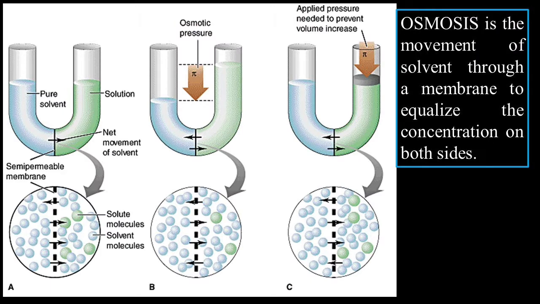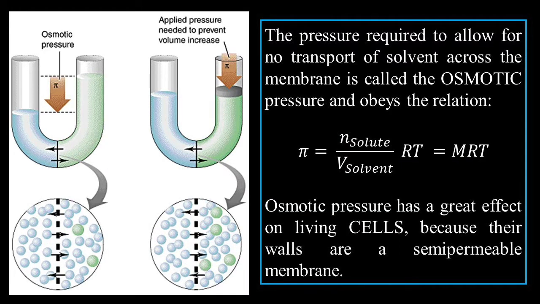And osmosis is the movement of solvent through a membrane to equalize concentration on both sides. And you can see how you start where it's even, and then the osmotic pressure increases, and on the right side is going to increase. Then you apply pressure needed to prevent volume increase on the right.